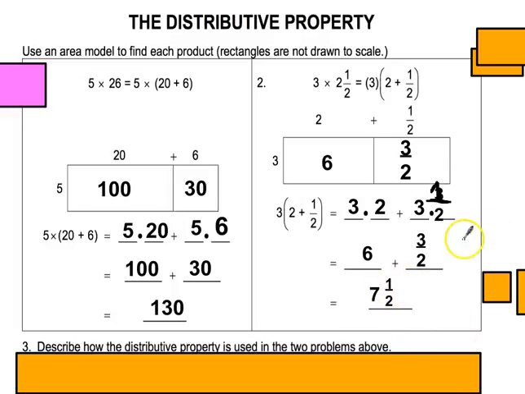Remember, in this 3/2, 2 will go into 3 one time, and there's going to be a remainder of 1. And 6 plus 1/2, 7 and 1/2.